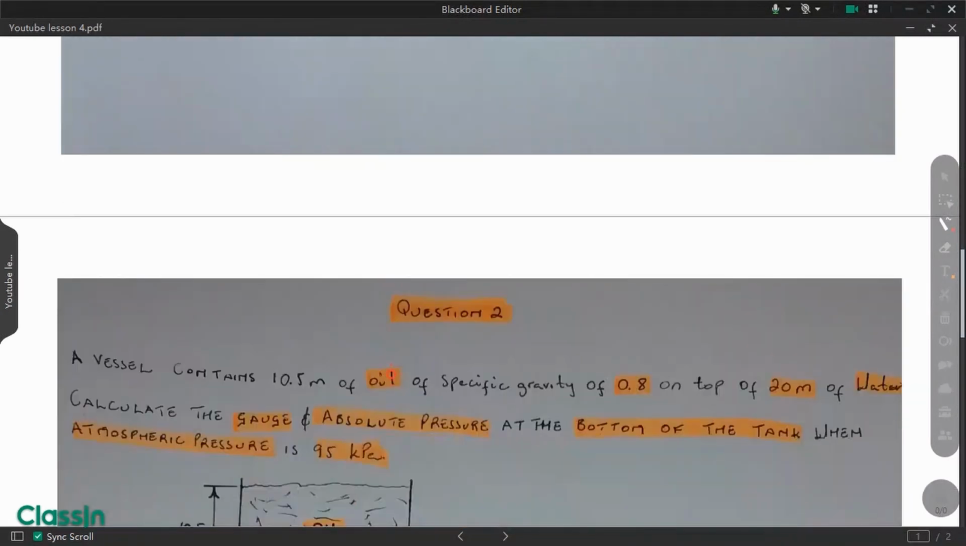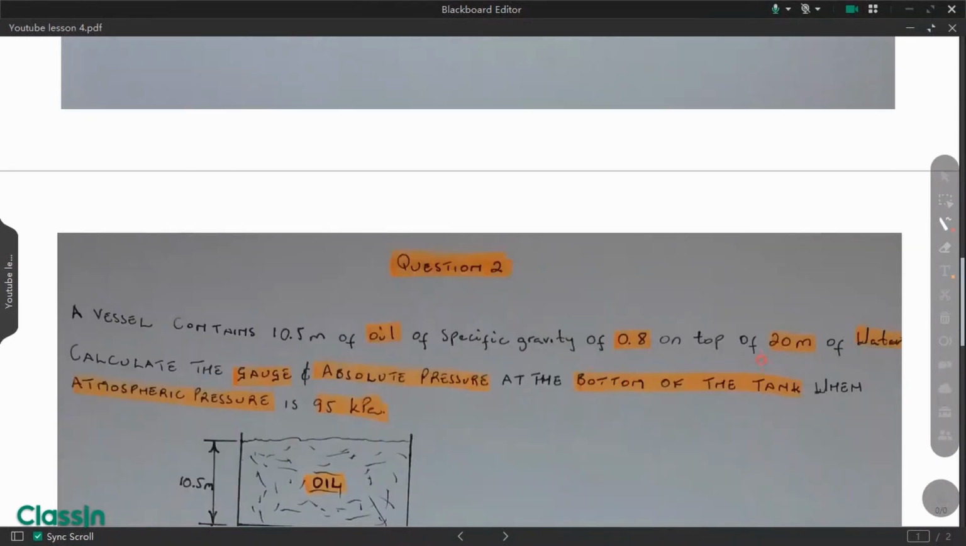For the second question, we are told that the vessel contains 10.5 meters of oil of specific gravity 0.8. Remember, in the first lesson, we talked about the relative gravity or the specific gravity and all those sorts of things. I'll put the link for the second video in the description so that you can go through them. We are told that the specific gravity is equal to 0.8. So what do you do to this specific gravity to find the density of this oil? We multiply it by the density of water at 4 degrees Celsius, which is 1,000 kilograms per meter cubed, right?